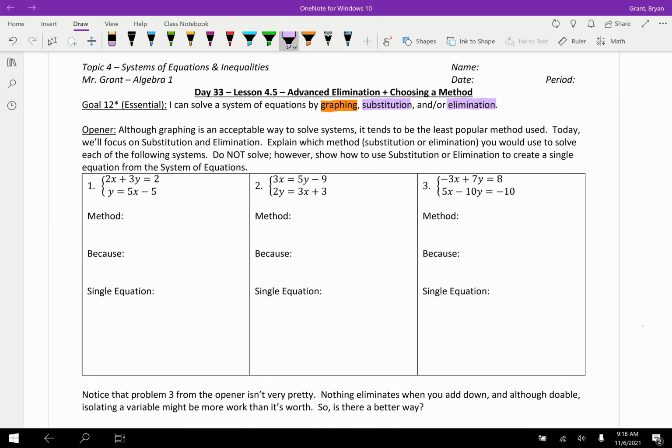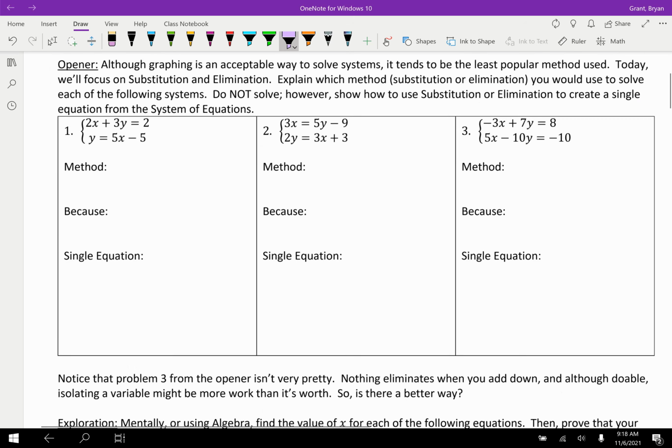So what we're going to start with are three problems down below. We're not going to touch graphing at all today, and your job is to decide which method, substitution versus elimination, do you think you would use for each of these problems. So you're going to go through where it says method, and you're just going to write the name for each one, and then you're going to explain quickly why. And then I'd just like you to show the first step.